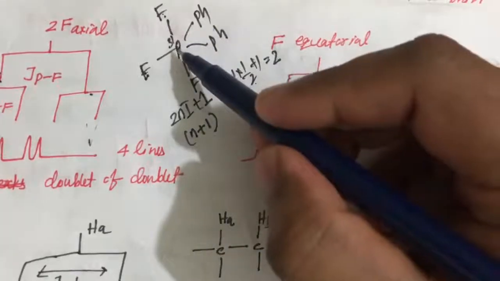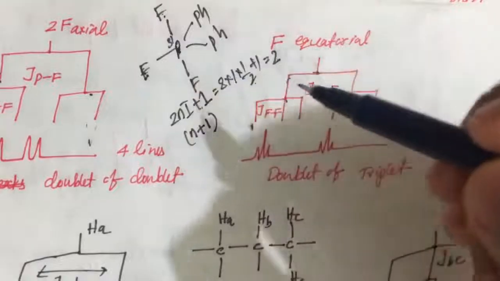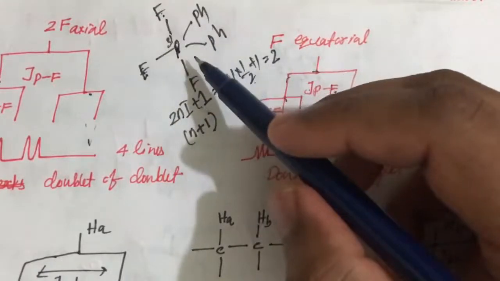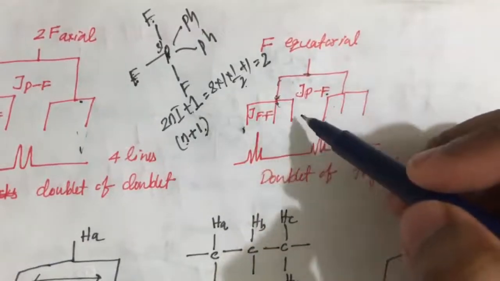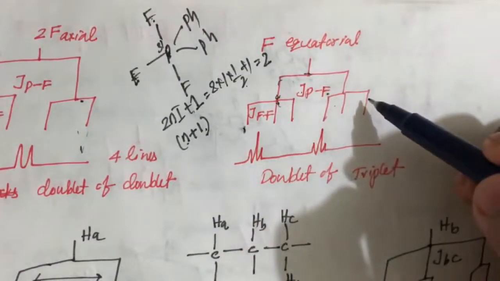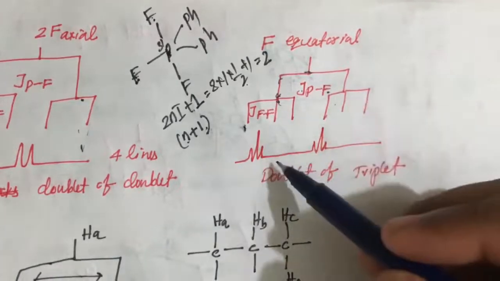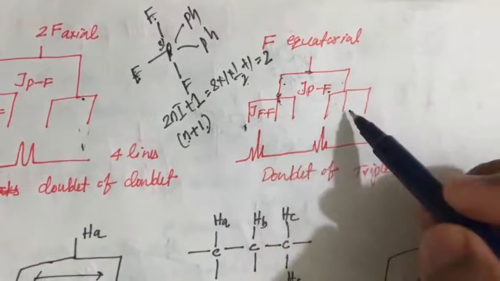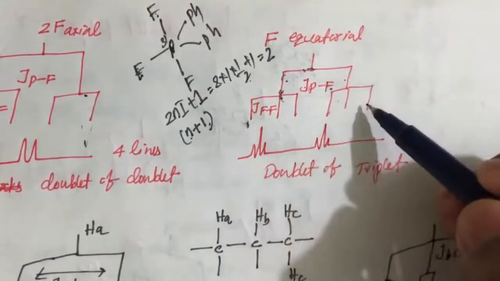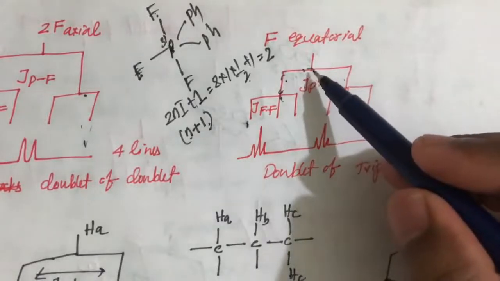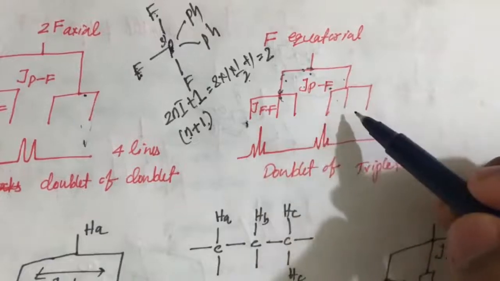Now it will couple with 2 axial fluorine. So 2 means n plus 1 gives you 3. That is, each peak splits into 3. That means you can have a doublet of triplet. First it splits into a doublet, then again splits into a triplet. That means it is a doublet of triplet. Okay, totally you can have 6 lines.